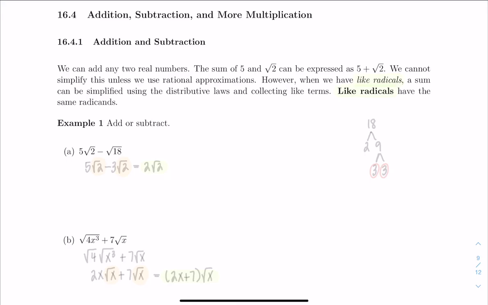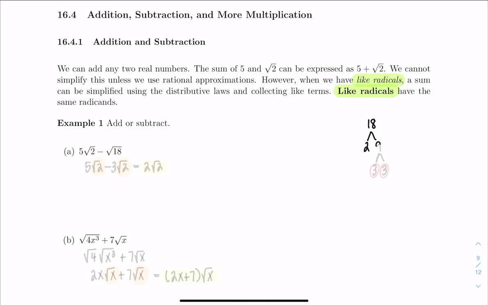However, when we have like radicals, a sum can be simplified using the distributive laws and collecting like terms. Like radicals have the exact same radicand. So if their radicals don't look the same, we can't add them together. So we have to simplify before we can decide if we can add or subtract. So 5 square root of 2 is already simplified, but we can simplify the square root of 18.